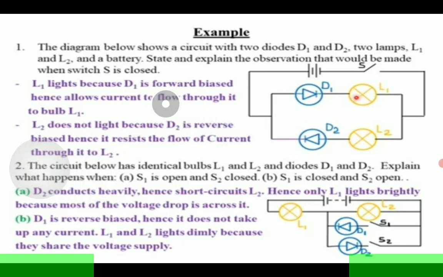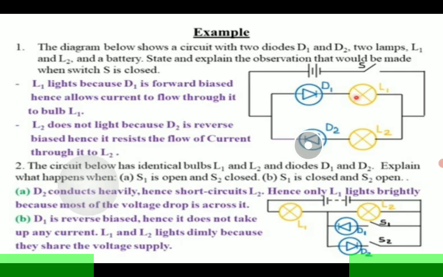So the answers to the questions. The question is saying, state and explain the observation that would be made when switch S is closed. So lamp 1 is going to light because D1 is forward biased, hence allows current to flow through it to bulb L1. All right, so this will allow current to flow. But this one is in reverse.